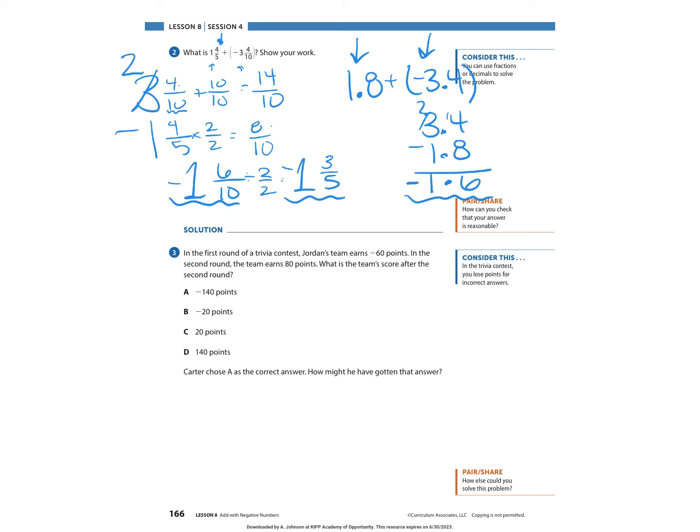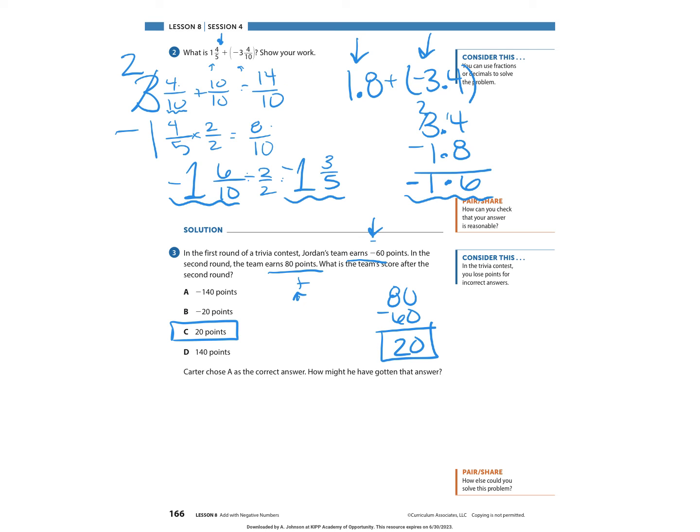In the first round, they got negative 60 points. In the second round, they got 80 points. What's their score at the end? Okay, different signs, I subtract. I always put the bigger number, don't worry about the signs yet, on top. Now, I have more positives than negatives, so my answer is positive 20. You should have put choice C.